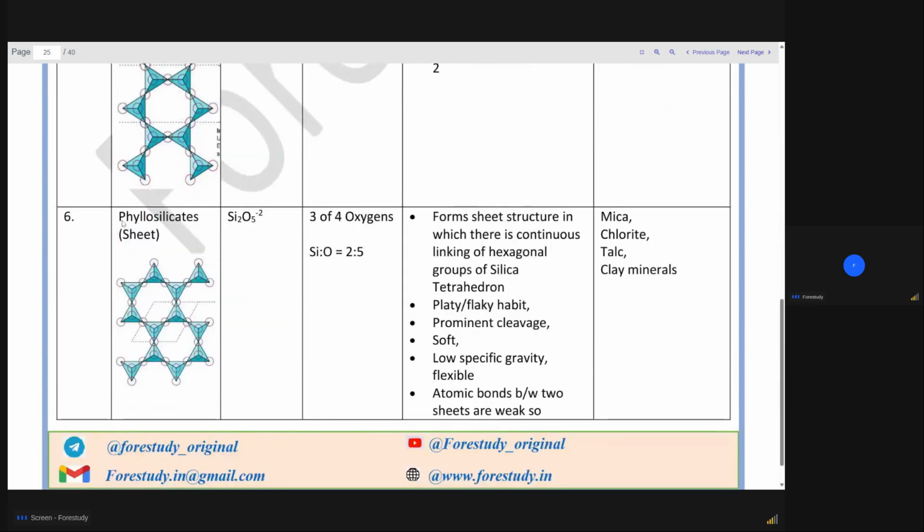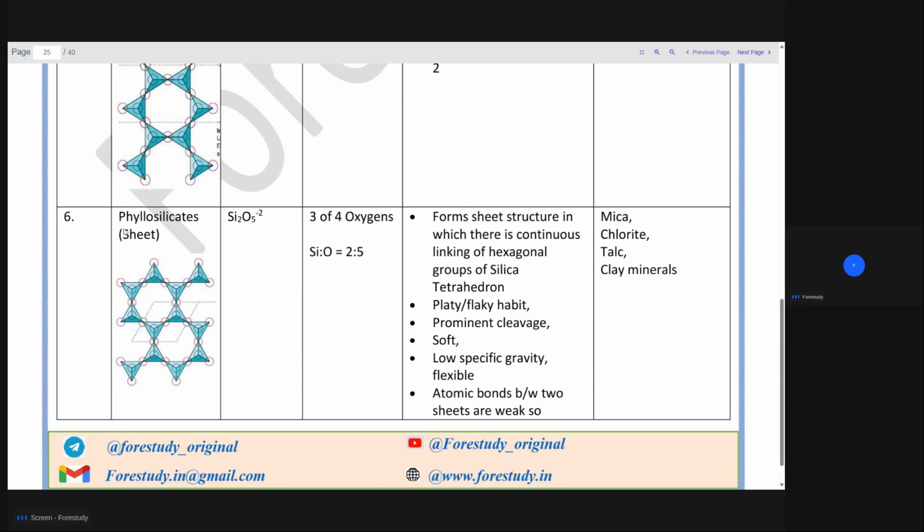Then the second last is phyllosilicate. Phyllosilicate is a sheet type silicate. Remember, phyllo means spread out, like a sheet. Spread-out silicate, like a sheet silicate. You will remember phyllosilicates because they are spread out. That means it is a sheet silicate.